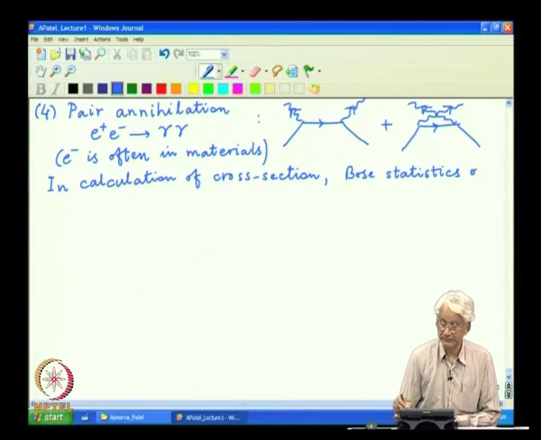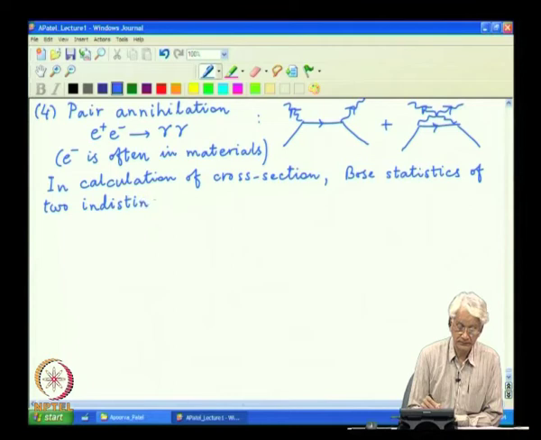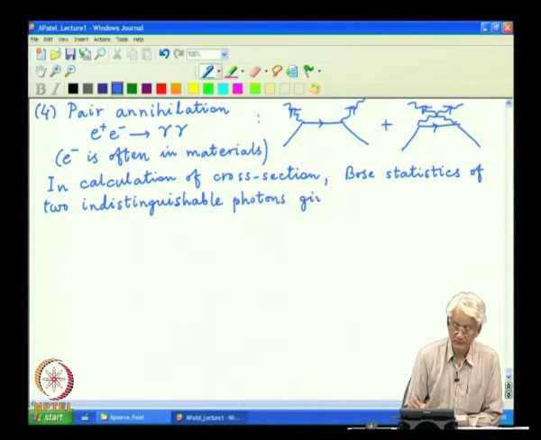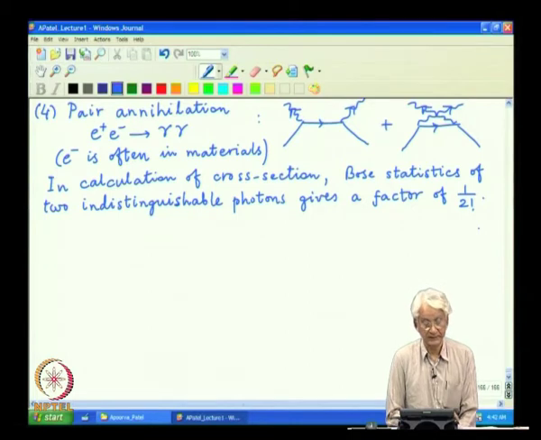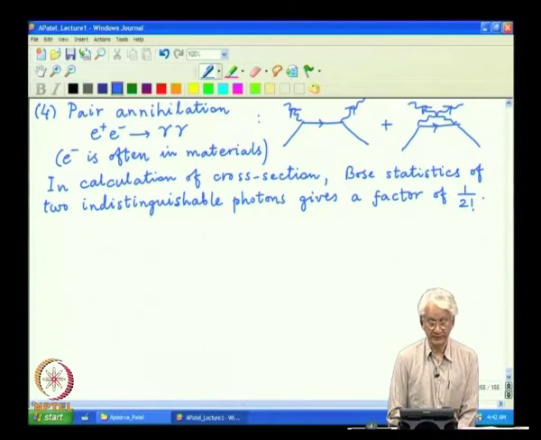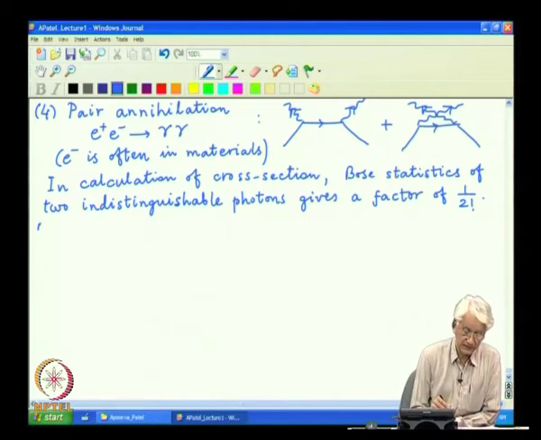So, one must remember that this statistical factor is in the cross section, which is obtained after squaring the amplitude. It is not a factor in the amplitude itself. So, that is pair annihilation.